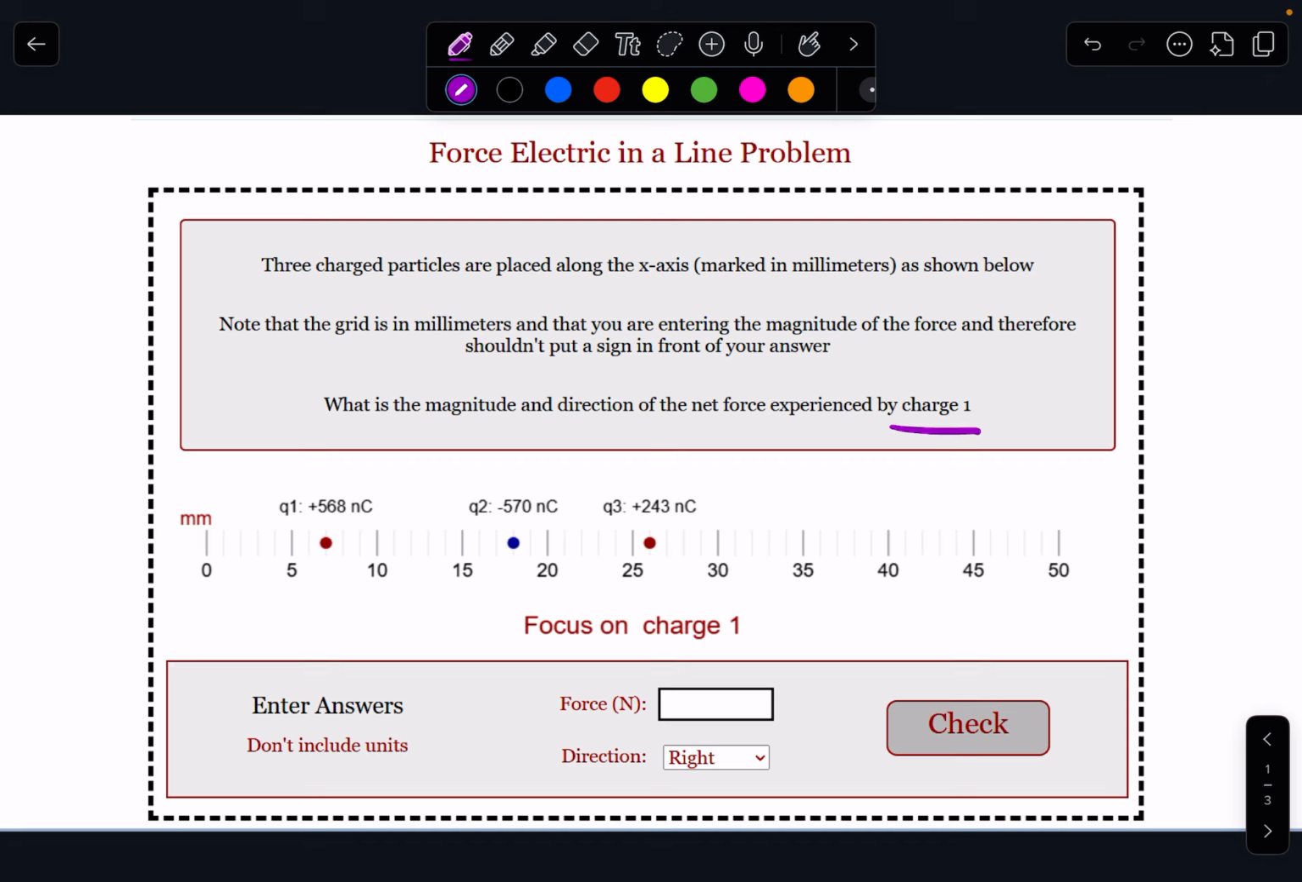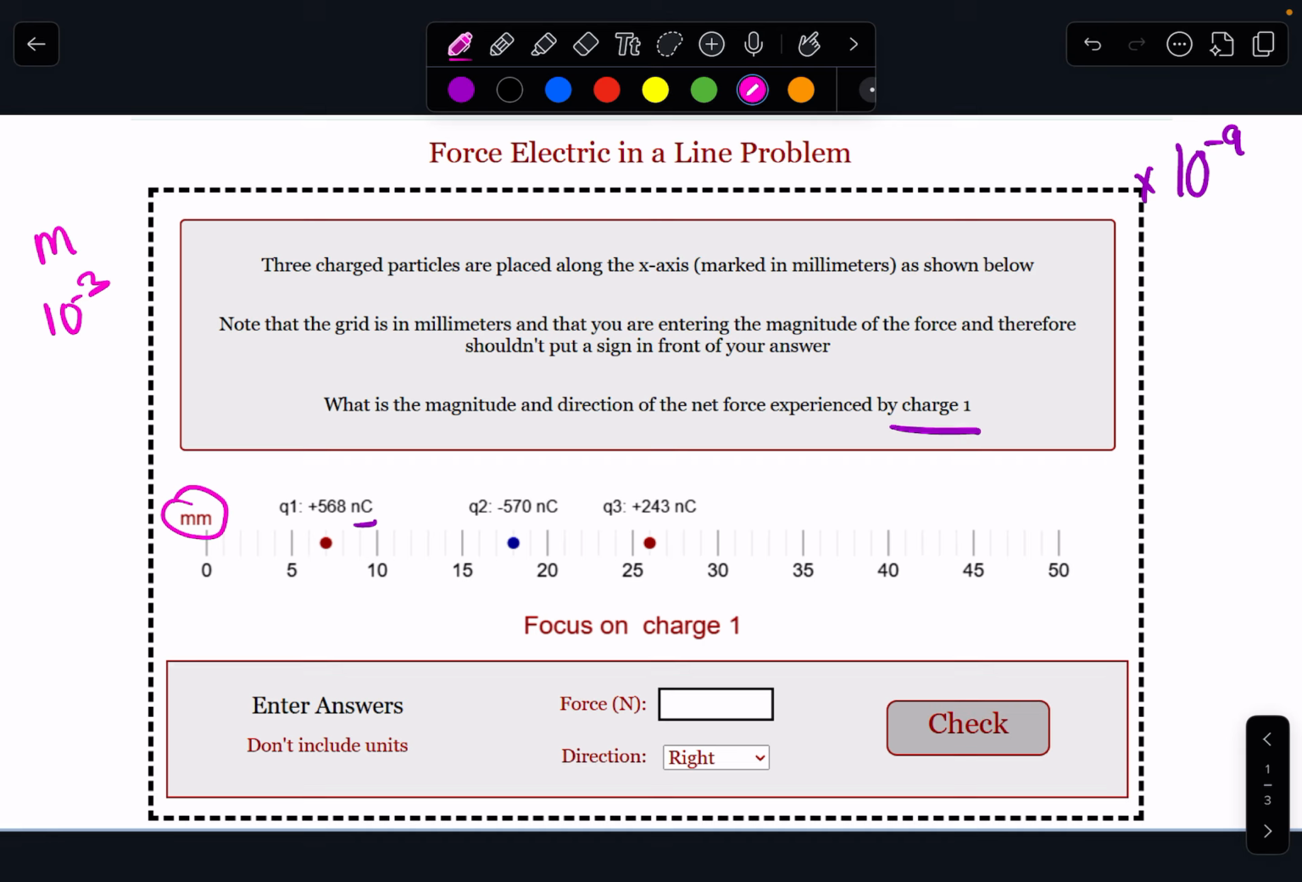Okay, so a couple things to note. First of all, we're in nanocoulombs, so we need to make sure we're changing those to regular coulombs, which is 10 to the negative 9. And second thing is we're in millimeters, so our distances need to be in meters. We've got to convert those with 10 to the negative 3.